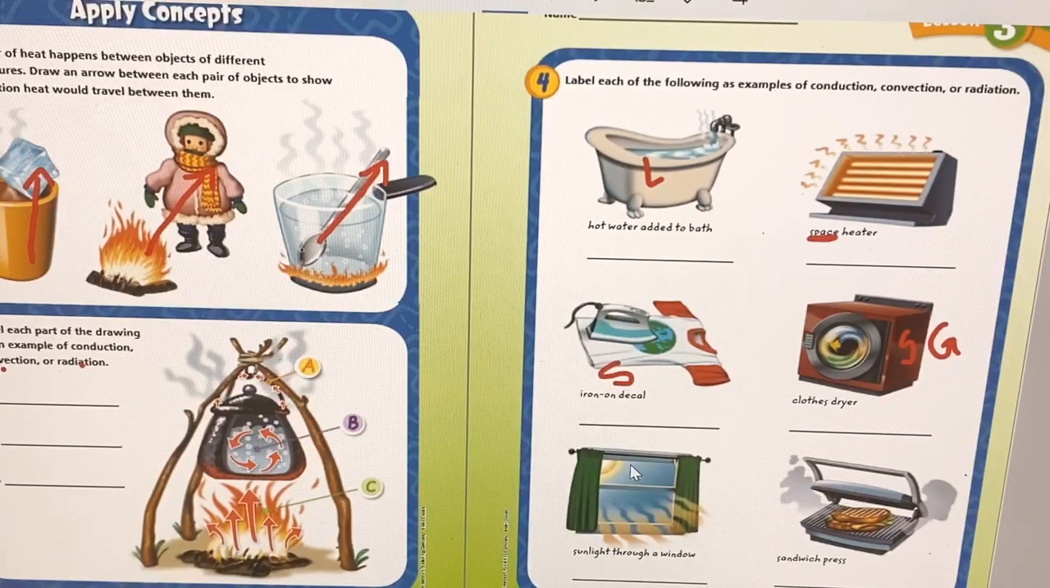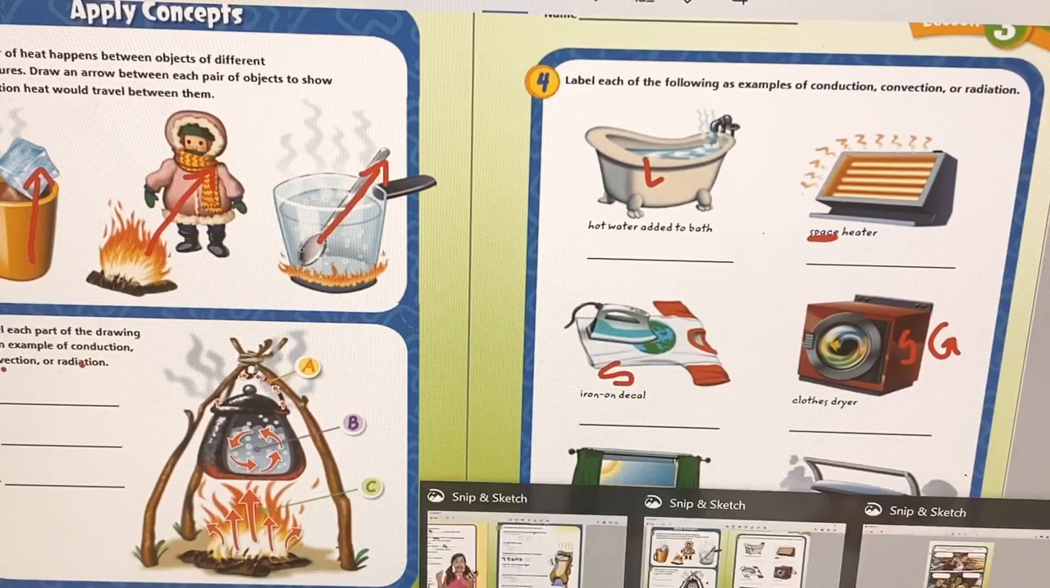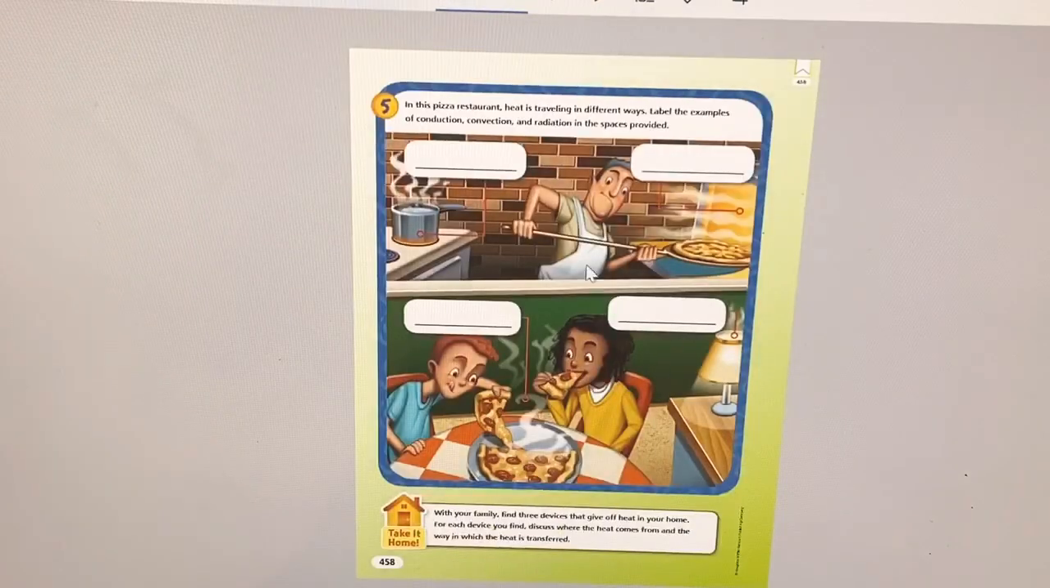Oh, look at here, the sun. How does sunlight through a window move heat? Sun, how does the sun give you heat? Through space, yes. And what do I call it if heat moves through space? What about a sandwich press? Both are solid, so they are using... Excellent. Now let's go to the last page.